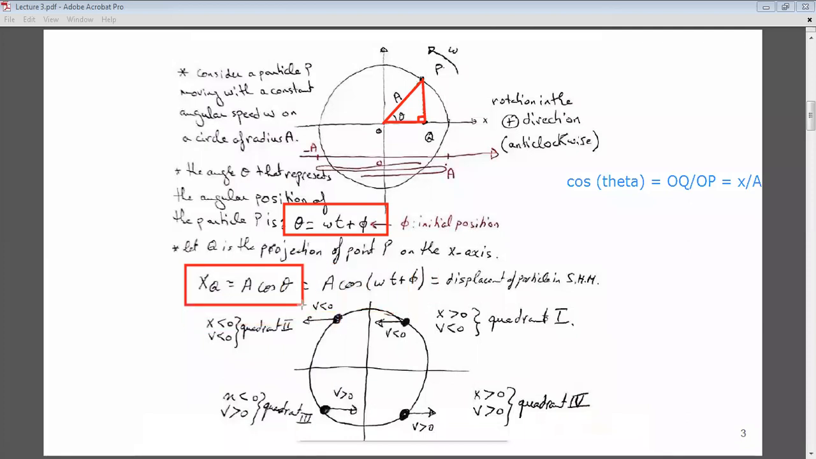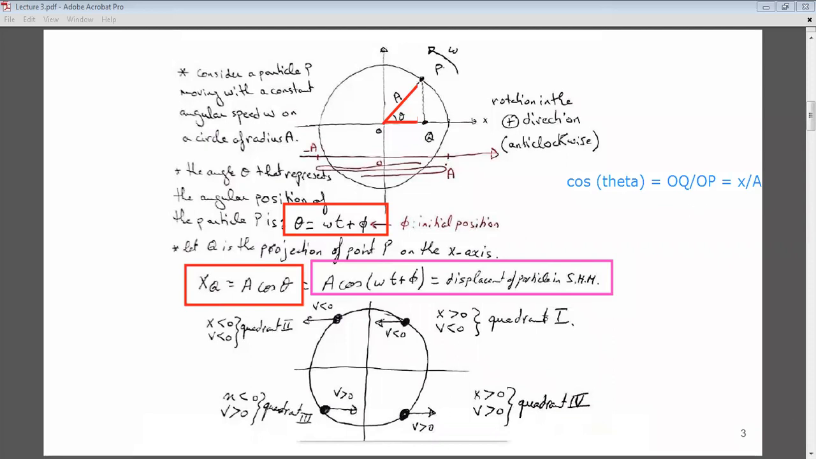This equation now, what does it look like? x equals A cosine of omega t plus phi. This looks exactly like the displacement of a particle in simple harmonic motion. So here we did a comparison between the displacement of a particle in simple harmonic motion and uniform circular motion.